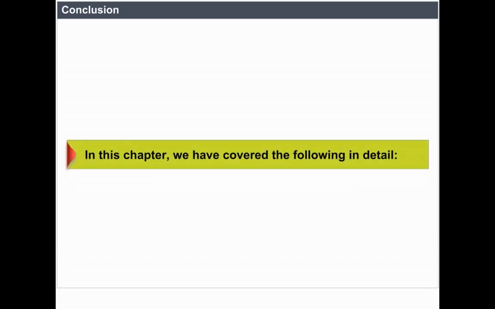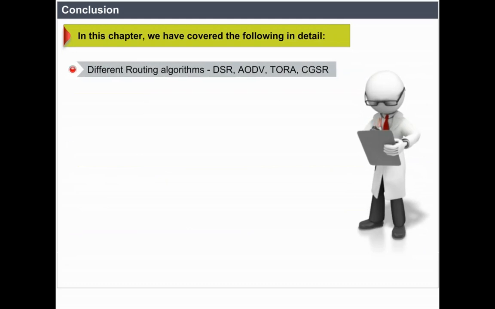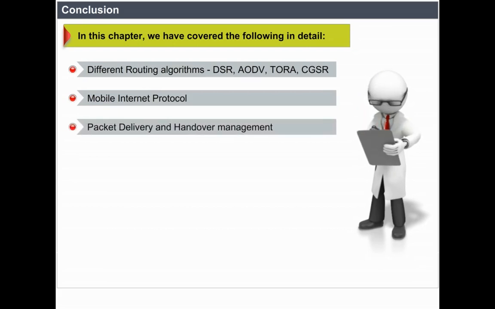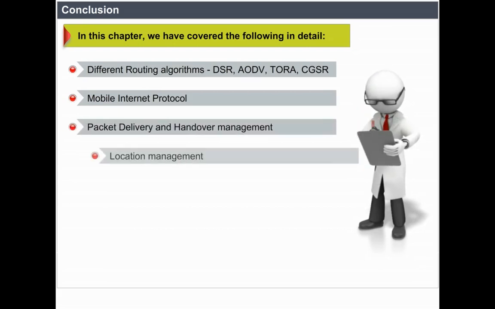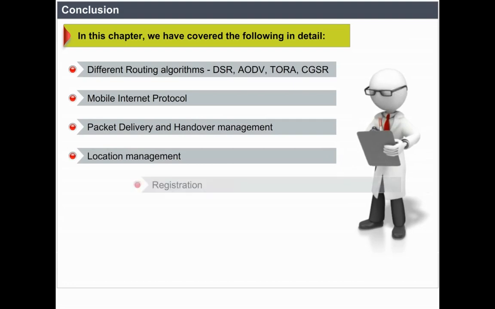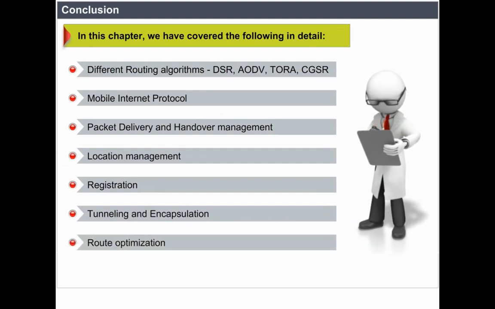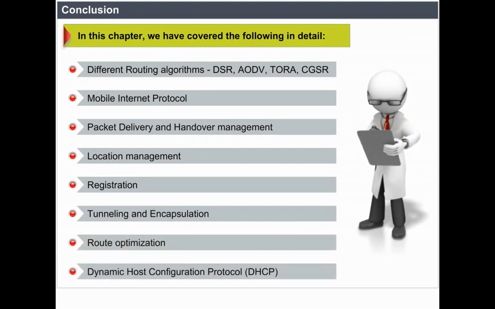Conclusion. In this chapter, we have covered the following in detail. Different routing algorithms: DSR, AODV, TORA, CGSR. Mobile Internet Protocol, Packet Delivery and Handover Management, Location Management, Registration, Tunneling and Encapsulation, Route Optimization, Dynamic Host Configuration Protocol (DHCP).